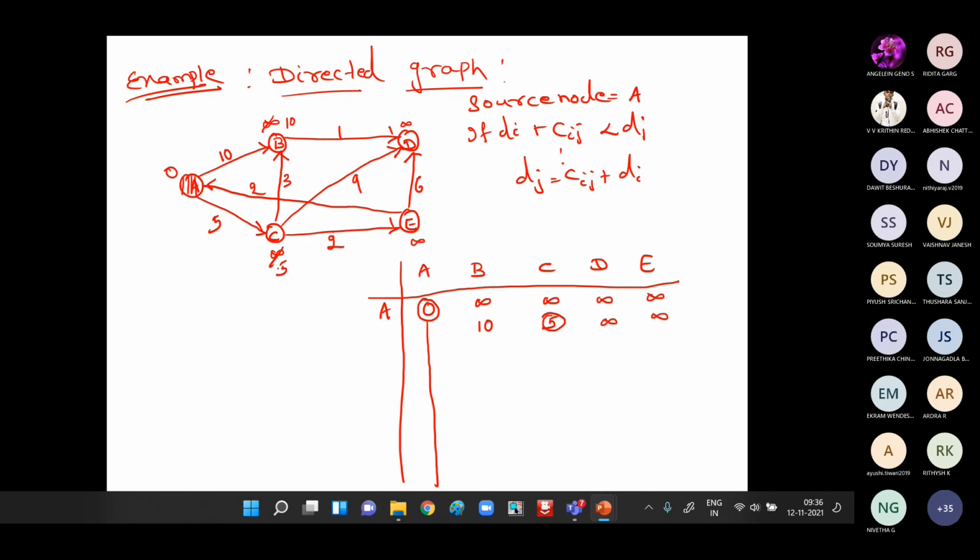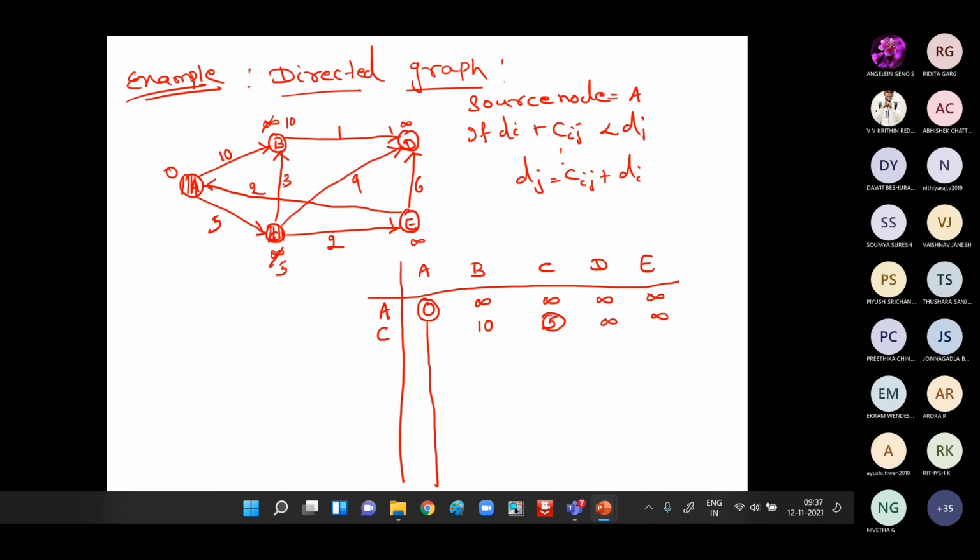Now we take C as the visited node, and the cost of C is 5. So here we will write C, 5. Now we have to find the cost with respect to the directed arrows from the node. C to what nodes are connected? C to B, C to D, C to E. Let's find that out. C cost is 5.